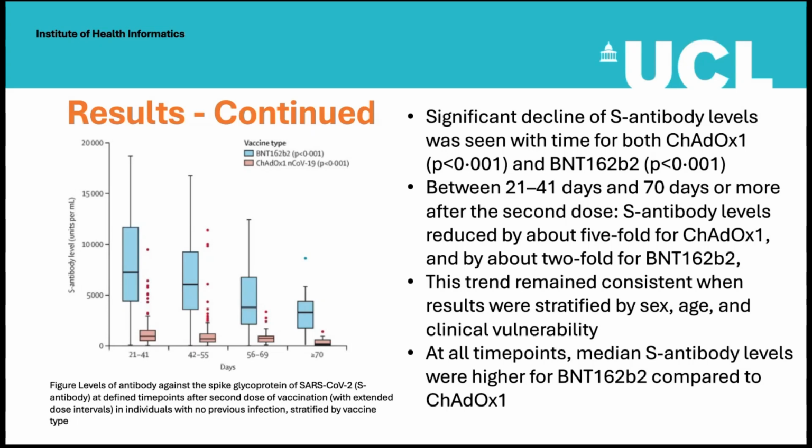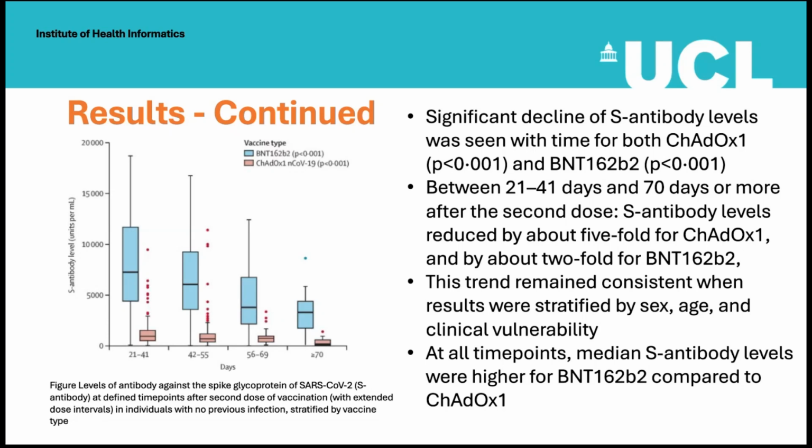So this trend, where there was waning for both vaccine types, but the levels were higher at all time points and the waning was less intense for the Pfizer vaccine, remained consistent when results were stratified, so when they were investigated in different groups according to age, sex, and clinical vulnerability, which are all factors that can affect how your immune system responds to vaccines.